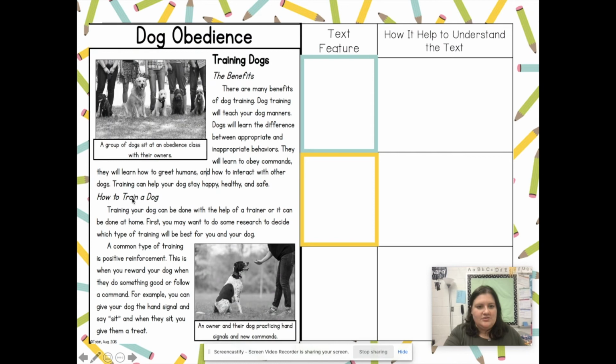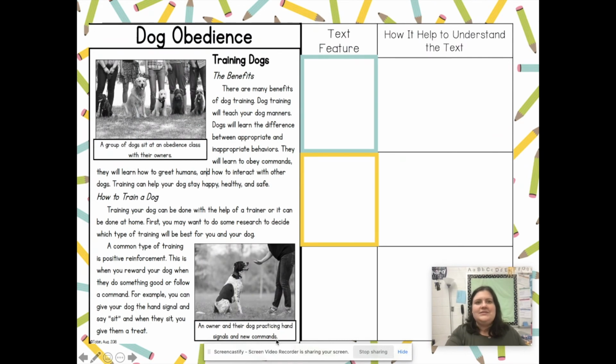Then we have how to train a dog. Training your dog can be done with the help of a trainer, or it can be done at home. First, you want to do some research to decide what type of training will best be for you and your dog. A common type of training is positive reinforcement. This is when you reward your dog when they do something good or follow a command. For example, you can give your dog a hand signal and say sit. And when they sit, you give them a treat. And then this photograph right here is of an owner and their dog practicing hand signals with new commands.